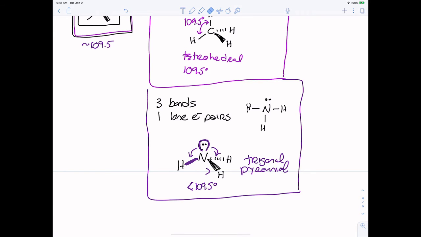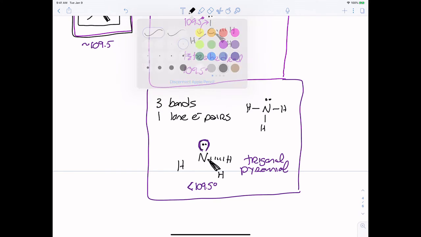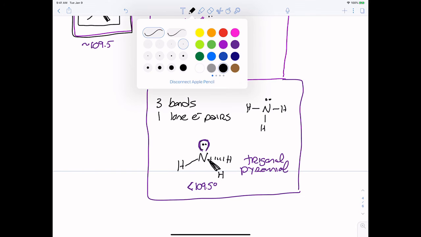Be really careful to only label bond angles. This is one of my pet peeves. Let me get that bond back on and I'll show you. A bond angle is literally just that.